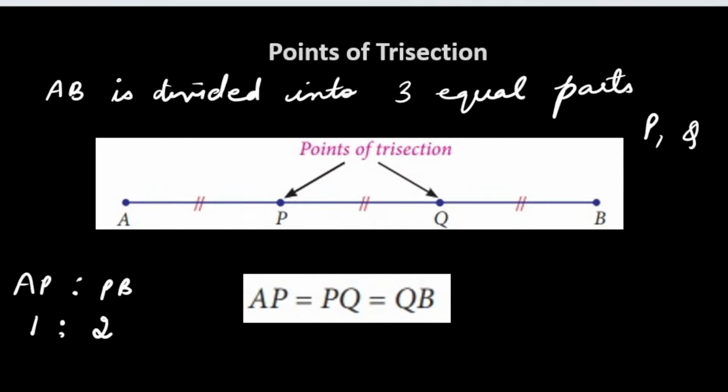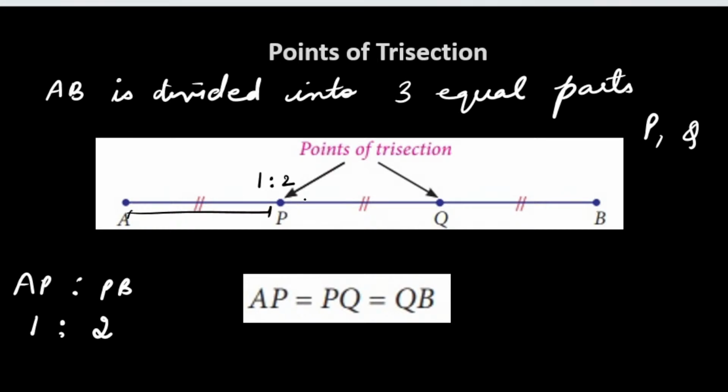At point P, the ratio is 1 is to 2, because AP has 1 part and PB has 2 parts. So that's why the ratio at point P here is 1 is to 2.